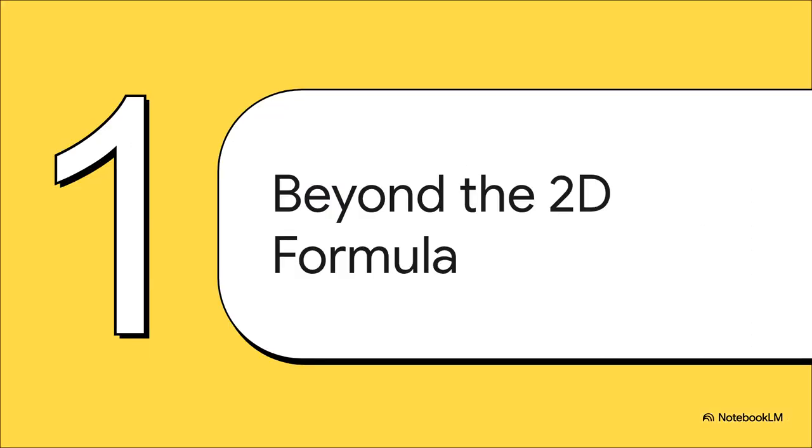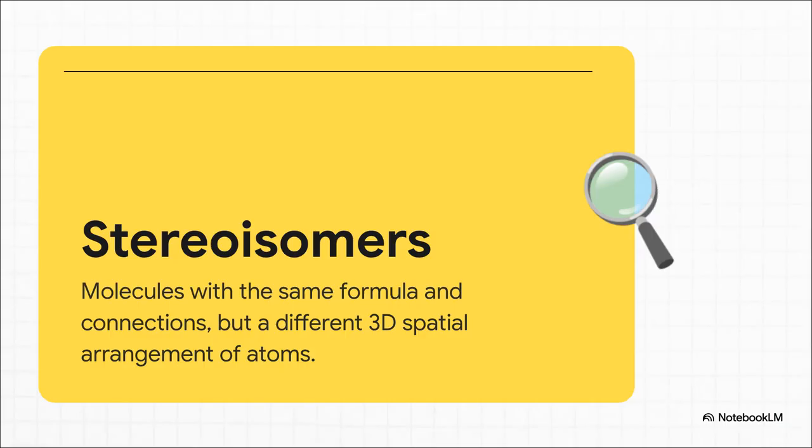So the first clue to cracking this mystery is realizing that the chemical formulas we draw on a flat screen don't tell the whole story. To get to the real answer, we've got to stop thinking in 2D and start thinking in 3D. And that brings us to this key idea, stereoisomers. It sounds like a complicated word, but it just means molecules that have the same formula, the same atoms connected to each other, but they have a different 3D arrangement in space. The key isn't what the atoms are connected to, but where they're actually sitting.